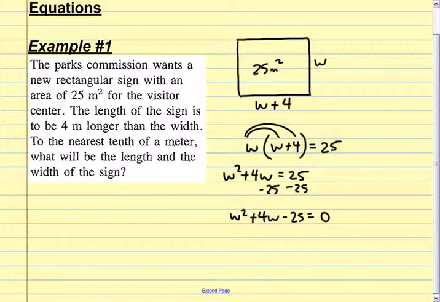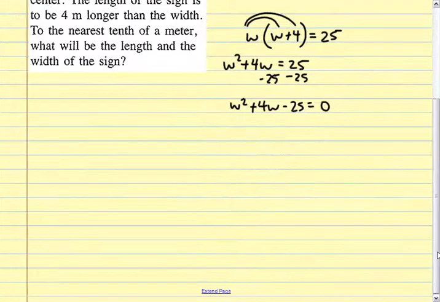Now, I know that the only things that go into 25 are 1 and 25 and 5 and 5. None of those pairs are going to give me 4. So factoring is not really going to work. I can use the quadratic formula, but I think that completing the square is going to be faster. Let me add 25 to both sides.